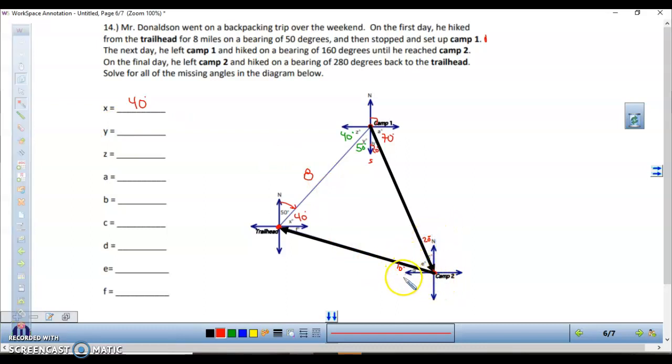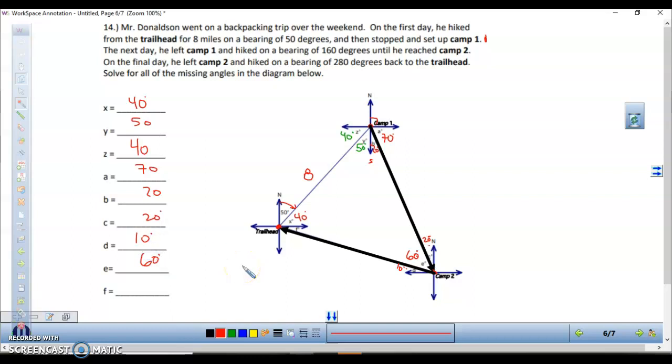All right, so now I can figure out all these other angle measures. So let's go back and fill in the ones I already figured out. I knew y was 50. I knew z was 40. I knew a was 70. I knew b was 20. I used my alternate interior angles to figure out that c is 20. All right, I knew that 280 degree bearing is 10 degrees past 270, so I knew that D was 10. And then to find E, I just know that these three angles make a right angle. They add up to 90 degrees. So 10 and 20 is 30, which leaves 60 for E.